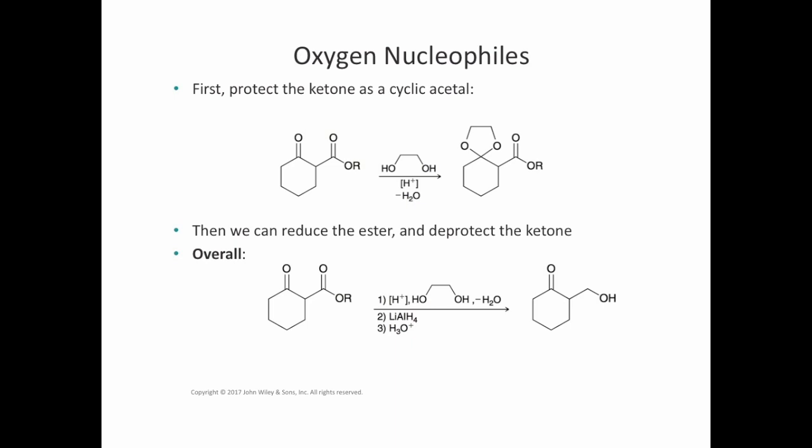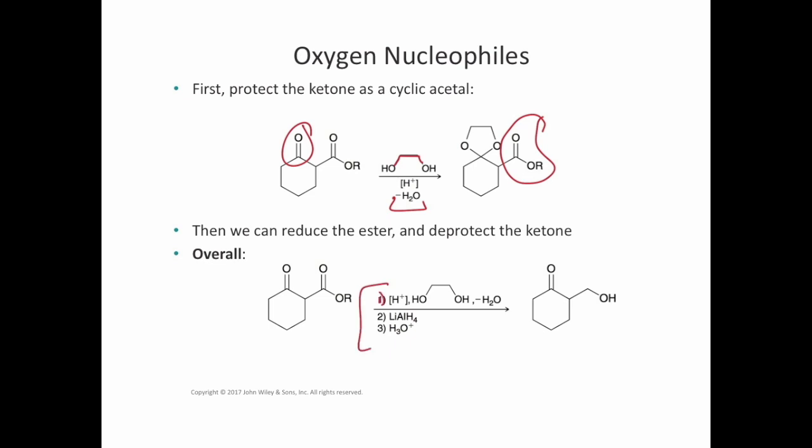So first you would protect the ketone as its acetal. You would use, for example, this diol. You could use other alcohols and remove water to favor acetal formation. Now that you have the acetal, you can then use LAH to selectively reduce the ester because LAH won't touch an acetal. And then when that's accomplished, you can add acid and water to remove the acetal and get back to your original ketone. So these are the three steps.